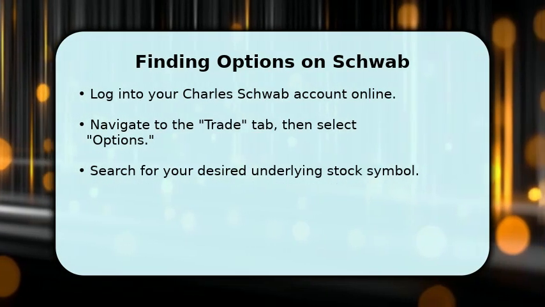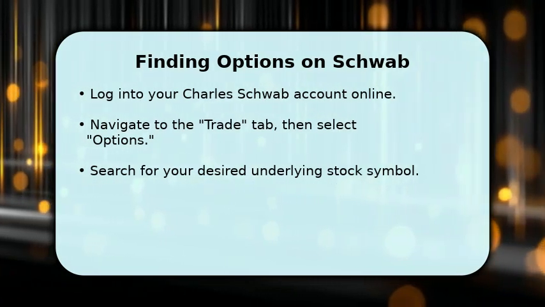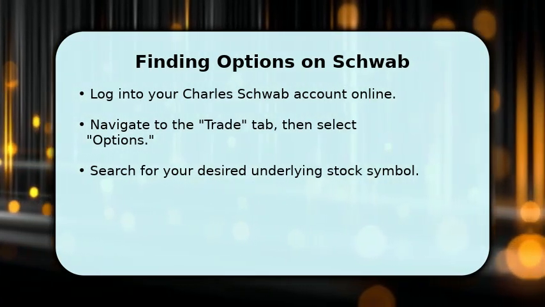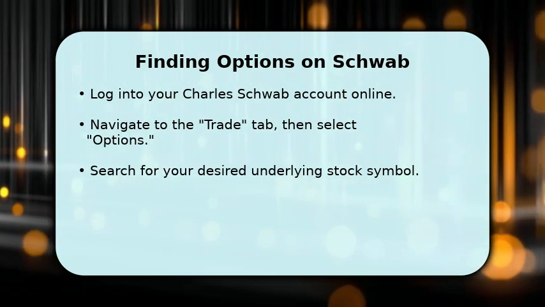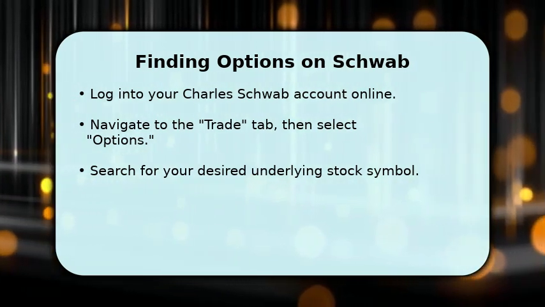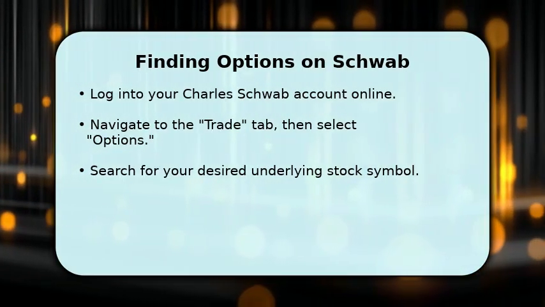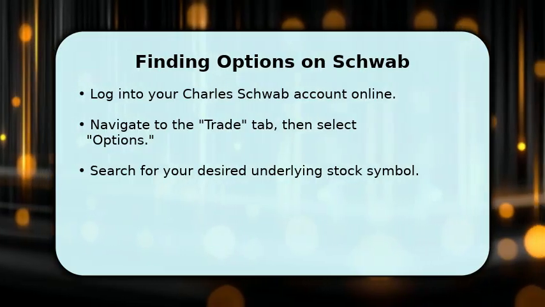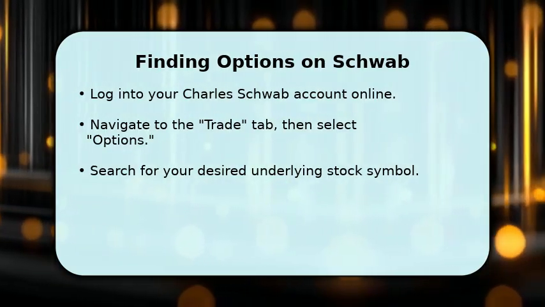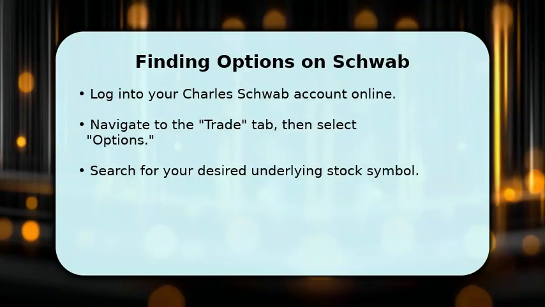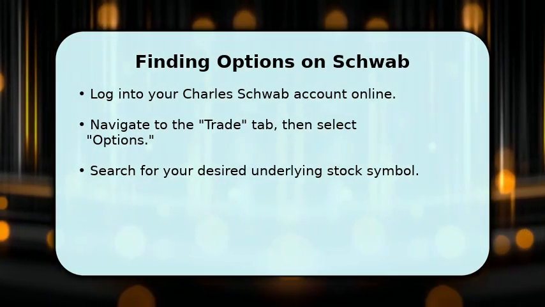First, log into your Charles Schwab account. Once logged in, locate the Trade tab at the top of the page and click on it. From the drop-down menu, select Options. This will take you to the Options Trading interface where you can search for the specific stock you wish to trade options on. Enter the ticker symbol to proceed.